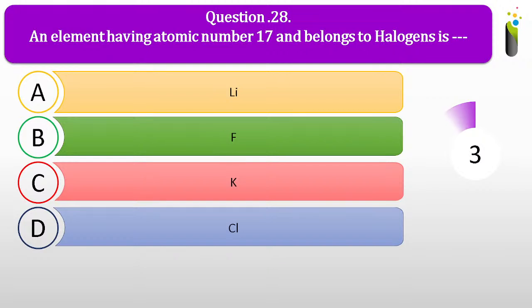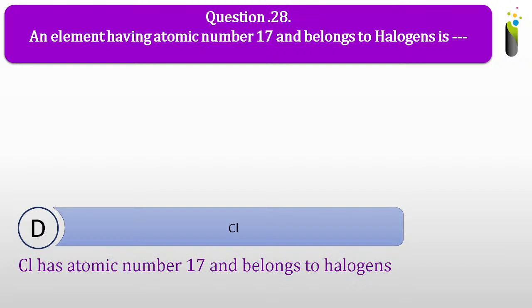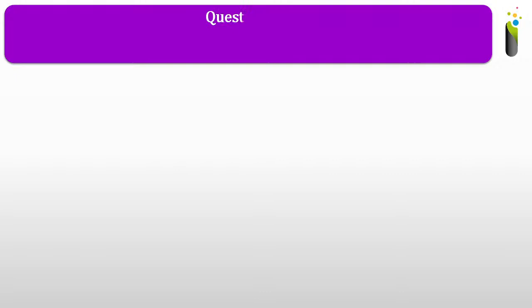And the correct answer for this question is D. Chlorine. Correct, Arushi Shah, Reshma, Samna, correct. So chlorine is atomic number 17 and it belongs to halogens. Coming to the next question, number 29.